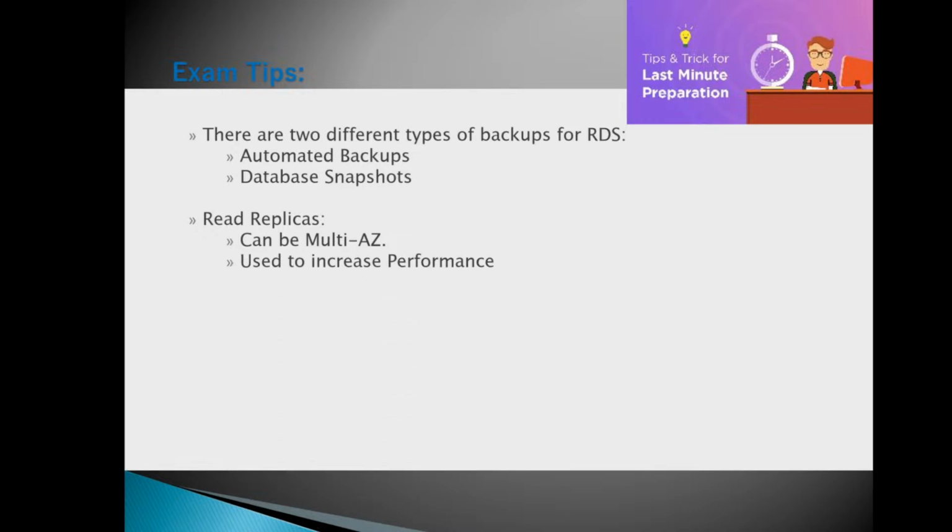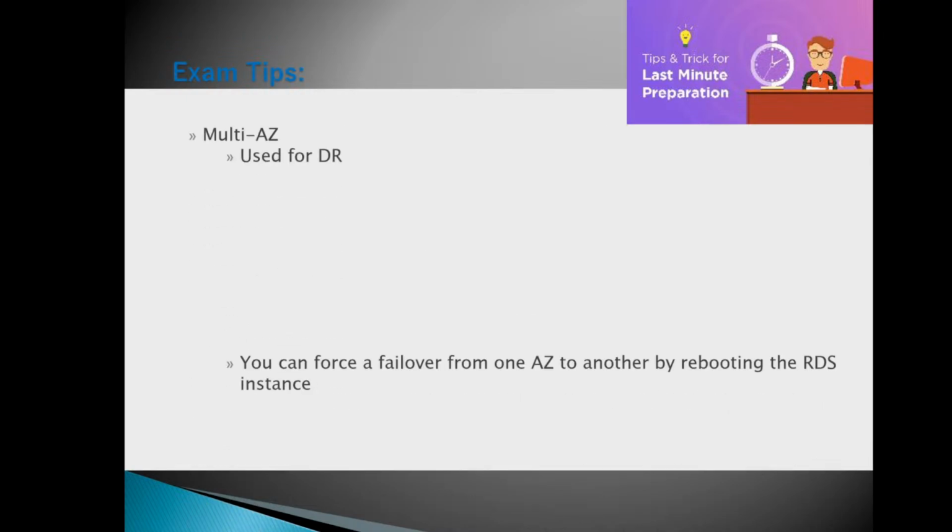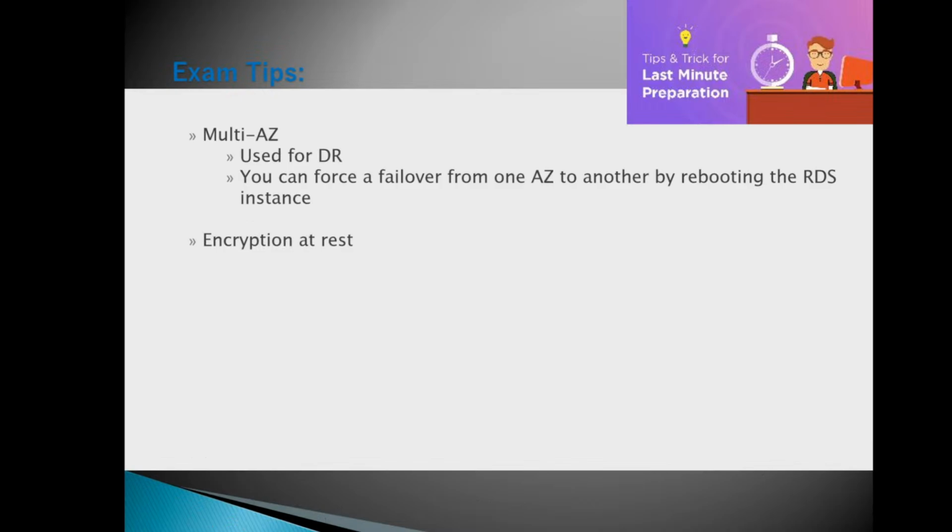Read replica: you can create a read replica, it can be multi-AZ, and it can be used to increase performance. You have to enable the backup first to create the read replica. It can be in a different availability zone as well. All these databases support read replica. You can promote the read replica from your primary database. Multi-AZ is used for disaster recovery. You can force a failover from primary to secondary just to check if your failover is working or not.